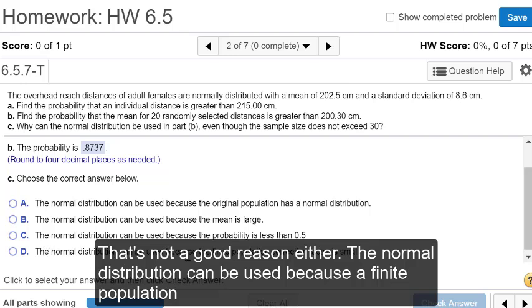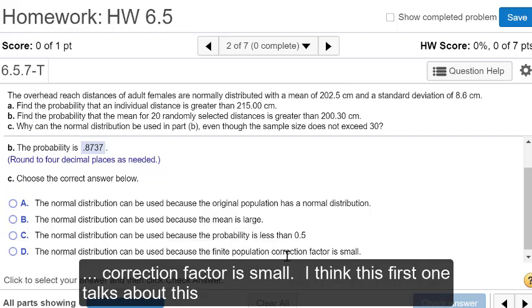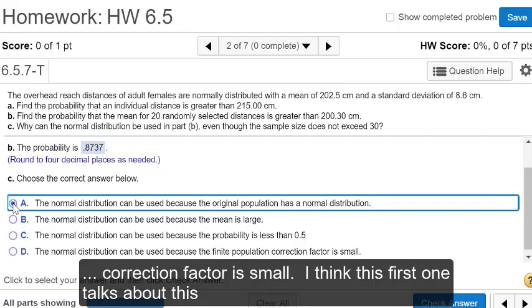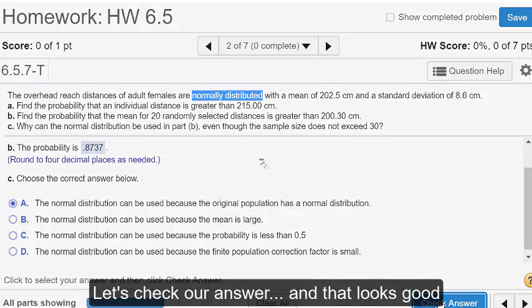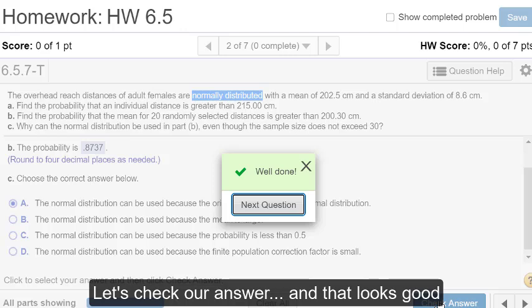The normal distribution can be used because the finite population correction factor is small. I think this first one talks about it being normally distributed, so that would be a fine time to use a normal distribution. Let's check our answer, and that looks good.